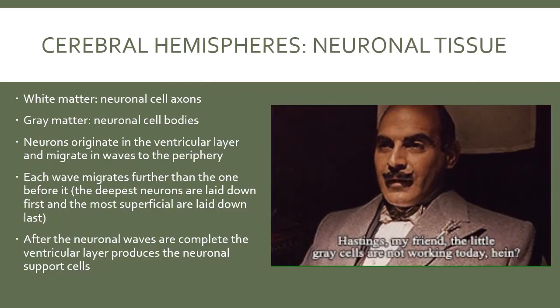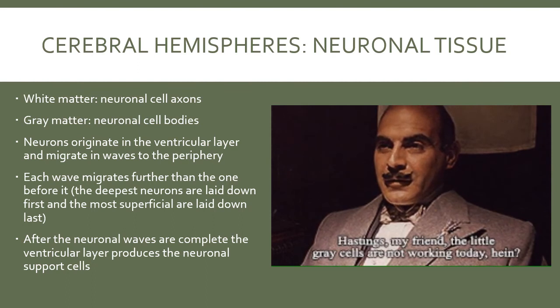So, the neuronal tissue of the cerebral hemispheres. First, let's define white matter and gray matter. White matter are the axons of your neuronal cells. Gray matter would be the cell bodies. The names come from the color of the brain tissue.